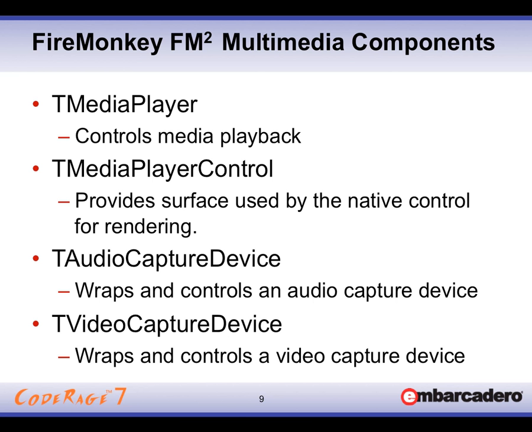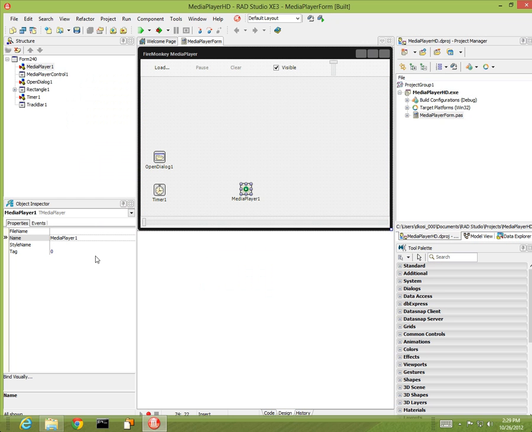So I have a demo of the media playback that I'd like to show you. Let me switch over to my demo machine here. This is the FireMonkey Media Player HD sample that ships with RAD Studio XE3, and I wanted to talk through a couple of the components and the way it works to show you how easy it is to work with video in FireMonkey 2. The component that does all of the work is this non-visual component, MediaPlayer1.